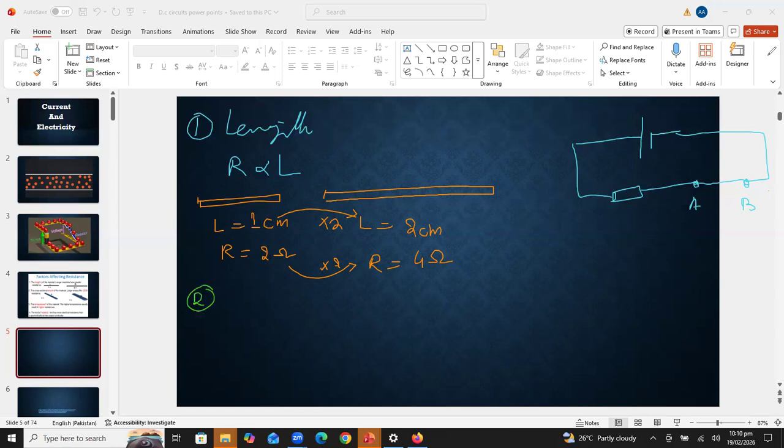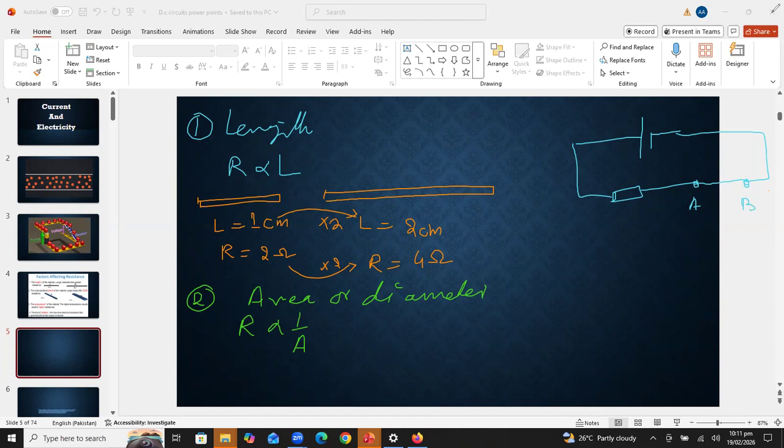Okay, now the second factor which we will discuss here is area or diameter of a wire. Area or diameter of wire and resistance are inversely related with each other. I'm repeating, area and resistance of a wire are inversely proportional.